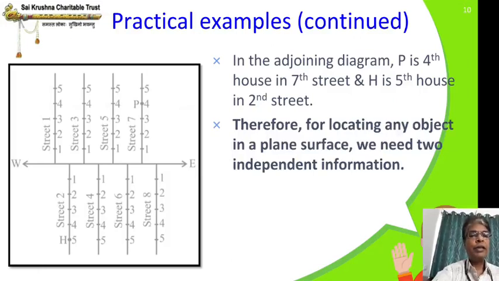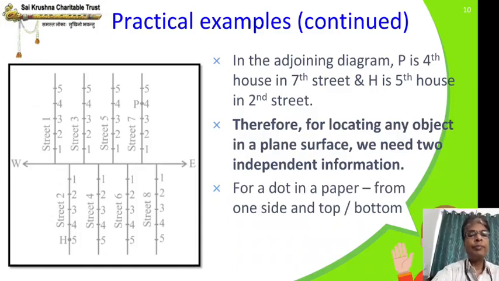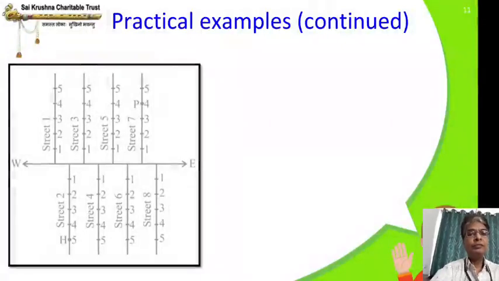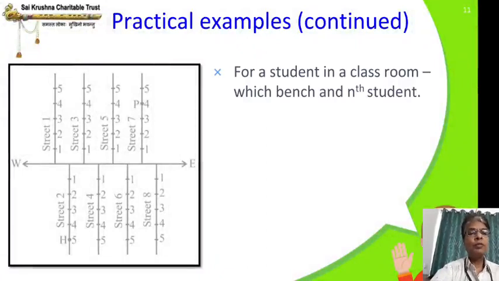Therefore, for locating any object on a plane surface, we need two independent pieces of information. For a dot on a paper, from one side and top or bottom, so two independent pieces of information. For a house in a street, street number and nth house. So which street and which house. Like this we need two independent pieces of information, and they should be from two perpendicular directions. We will go to the next page. For a student in a classroom, which bench and nth student, first student, second student, like that.